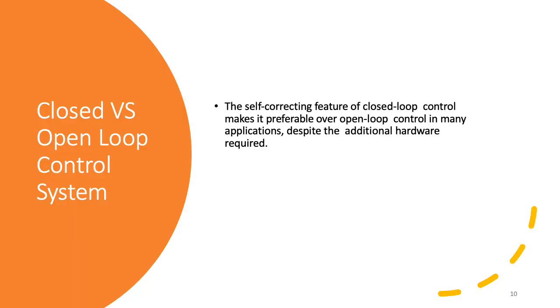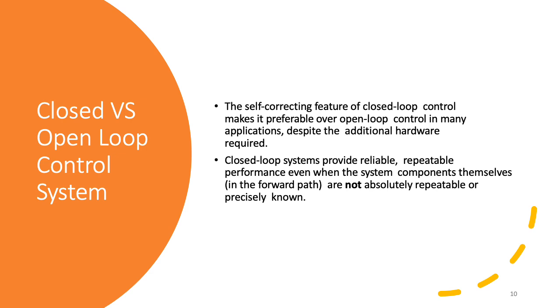The self-correcting feature of closed-loop control makes it preferable over open-loop control in many applications, despite the additional hardware required. This is because closed-loop systems provide reliable, repeatable performance even when the system components themselves, in the forward path, are not absolutely repeatable or precisely known.